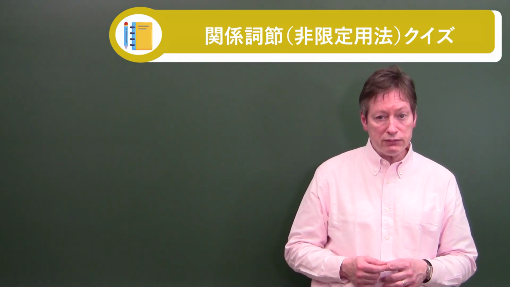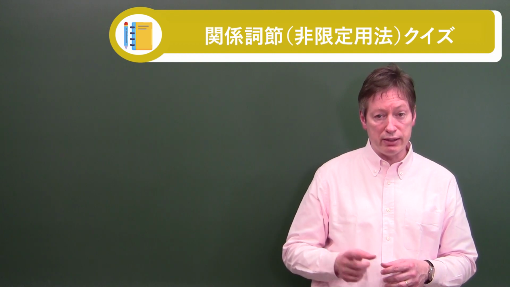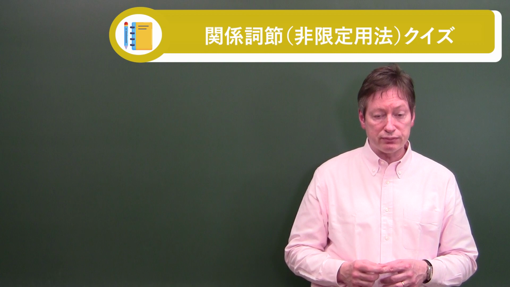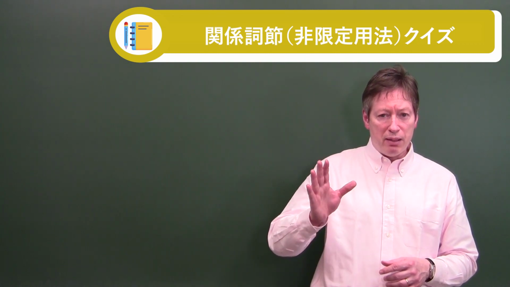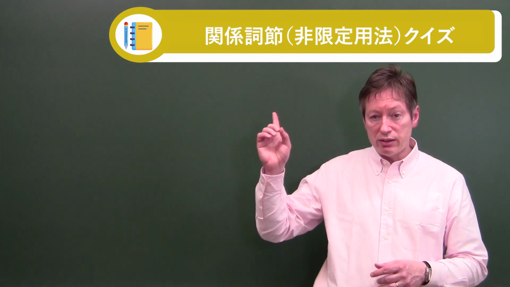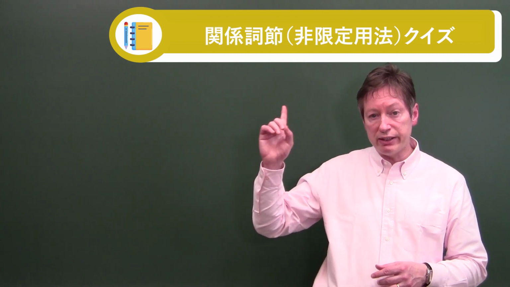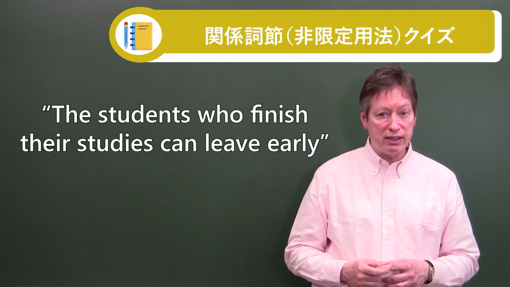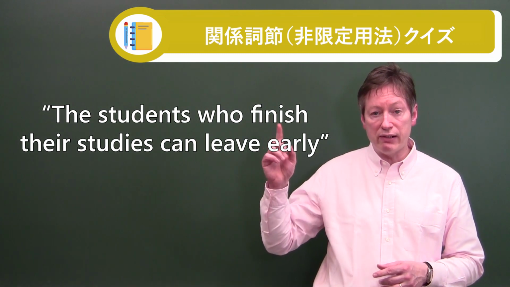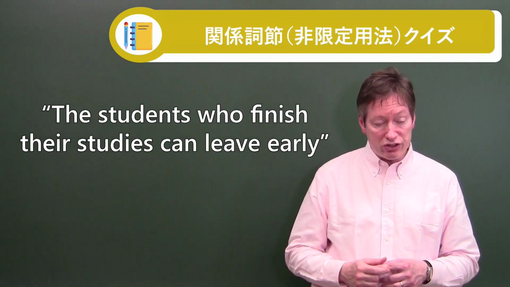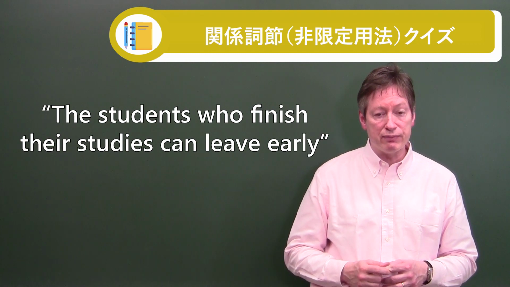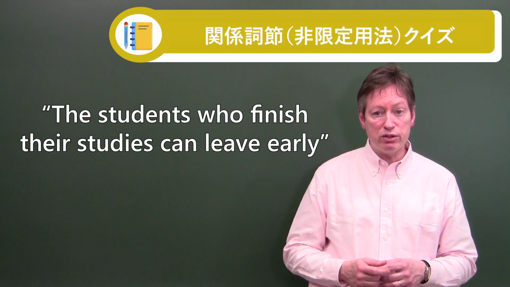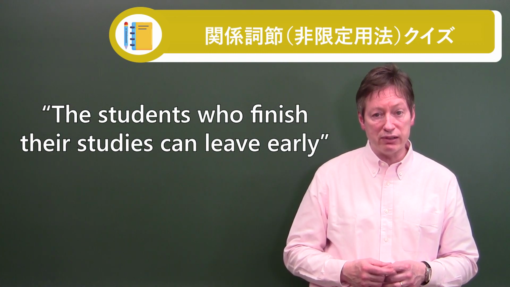All right? Now, the last thing I want to do in this episode is, can you understand the difference in these two sentences? So, let me read these first, and let me say these first. It's also going to be written here on the screen. So the students who finish their studies can leave early, as you see here. The students who finish their studies can leave early. This is a defining relative clause. So the students who finish their studies can leave early.